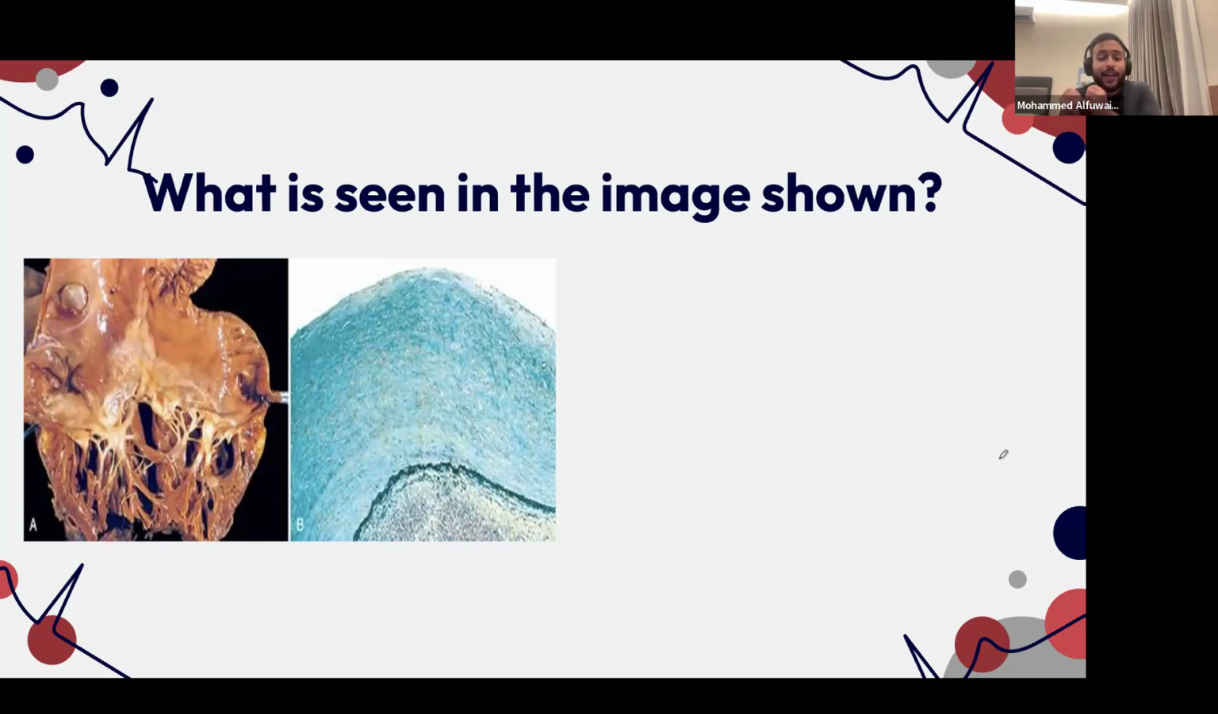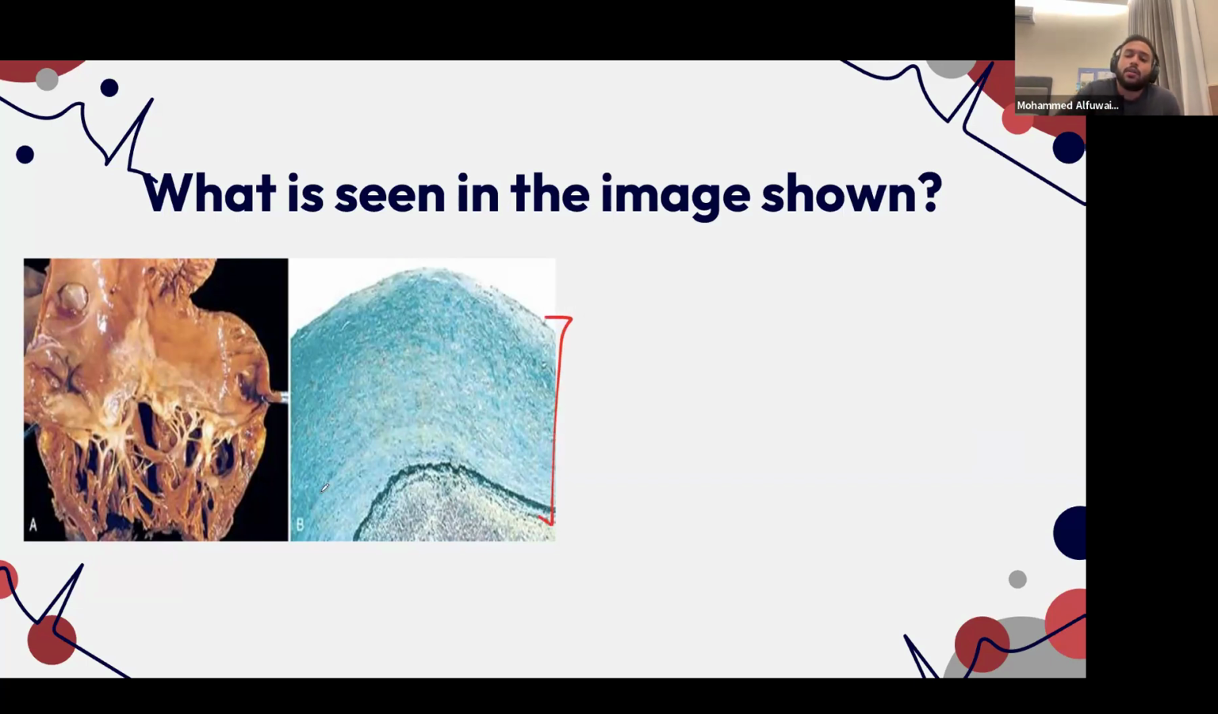The left side cannot be involved. Why? Because the serotonin will go to the lungs, get metabolized by MAO, and then pass. It can't do its effect on the left side. That's why it's always on the right side. This is carcinoid syndrome because it's causing right-sided heart disease. Okay, and you can see the thickening in the endocardium.